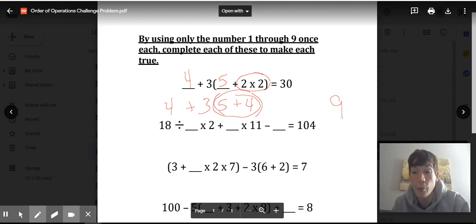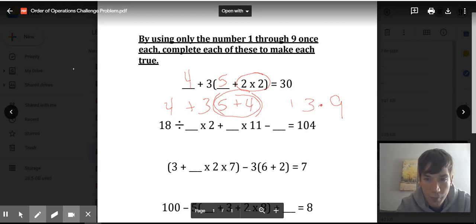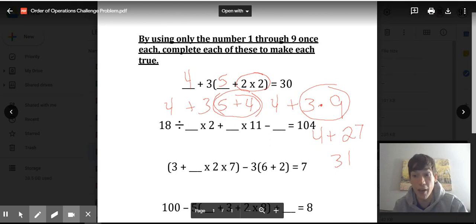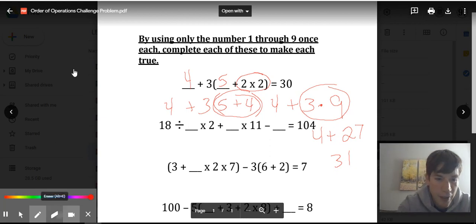Notice I have a 3 right next to the parentheses. Remember that means to multiply. I'm going to do 3 times 9, which is 27, plus 4, which is 31. Just a little bit too big. Now, one thing I could go back and do is I notice it's 1 too big, so I could change my original number here to a 3.